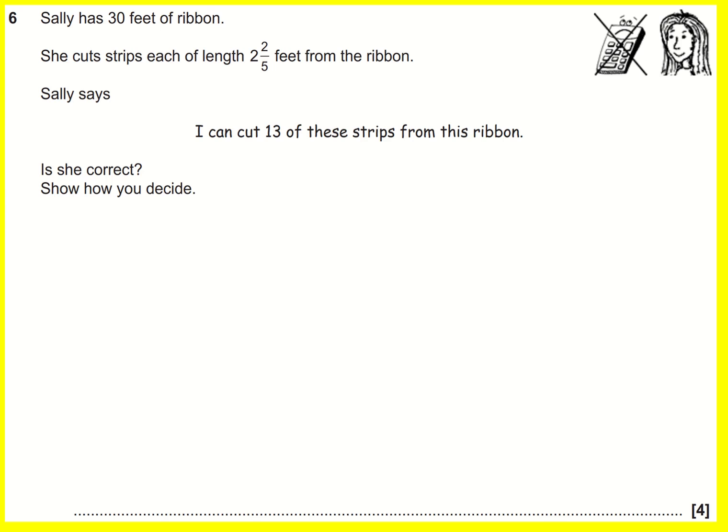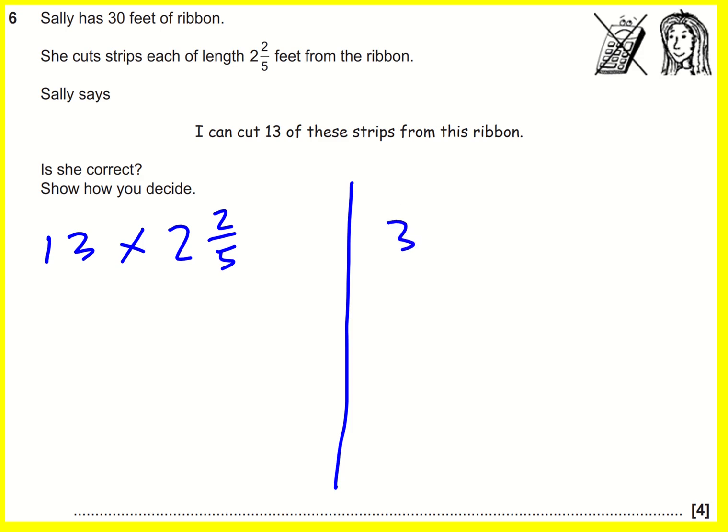There's two ways to do this question, really. First of all, we could work out if each strip is 2 2/5 feet, how much would we have if we have 13 in total? So it would be 13 times 2 2/5. The other way is to work out how long it would be if I did cut 30 feet into 13 strips. So it would be 30 divided by 13.